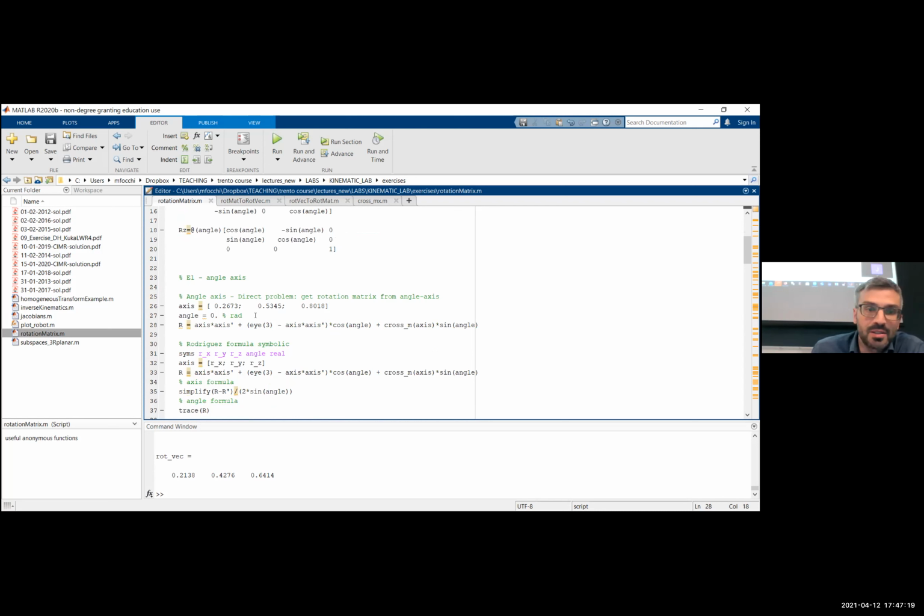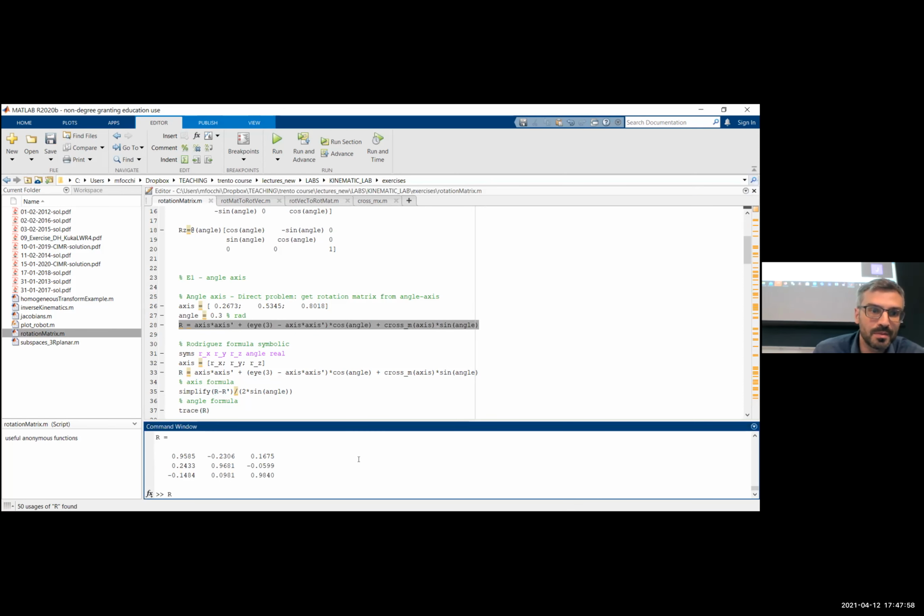So first, let's solve the direct problem. We want to get the rotation matrix from a certain angle axis set. We define an axis this way. That should be a unit axis. You can compute the norm of that. And the angle, we can put, I don't know, 0.3 rad. And we apply the Rodriguez formula, that is the following we saw before. We get R. And now we can check that R has determinant equal to 1 and is orthonormal. So we can check that R inverse is equal to R transpose. Yes. So this is just a very small number. It's just a matrix of zeros.